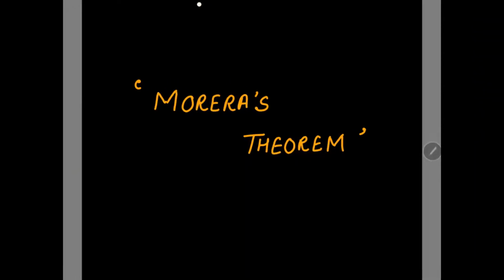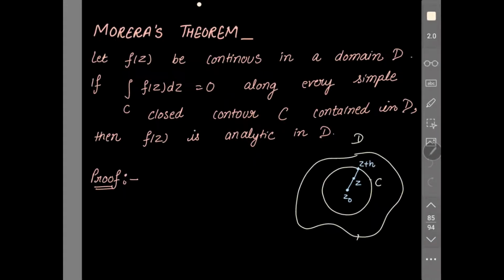Hello guys, we are going to do Morera's theorem now, which is just the converse of Cauchy's theorem. What this theorem says is, let f(z) be continuous in a domain D. If the integral over C of f(z) dz is 0 along every simple closed contour C contained in D, that is your domain, then f(z) is analytic in D. We have been given two things. First, the function is continuous and its integration is 0 along this closed contour C.